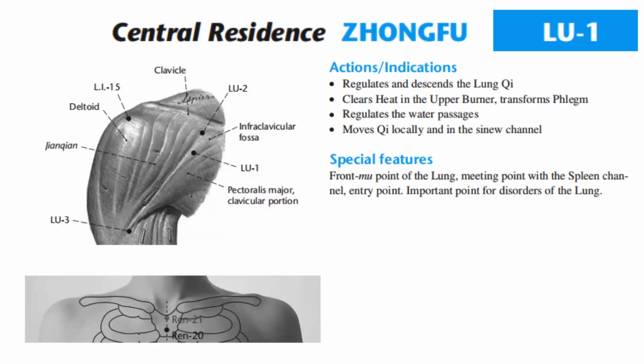Actions or indications. Lung 1 regulates and descends the lung qi, clears heat in the upper burner, transforms phlegm, regulates the water passages. Lung 1 can also move the qi locally and in the sinew channel. Special features. Lung 1 is the front mu point of the lung, meeting point with the spleen channel because they belong to the same polarity, the entry point. Lung 1 is an important point for disorders of the lung.